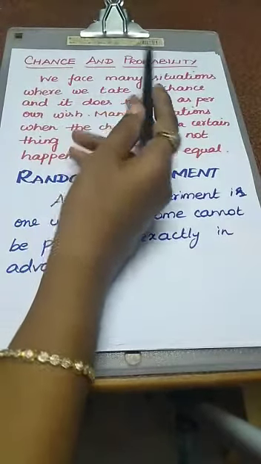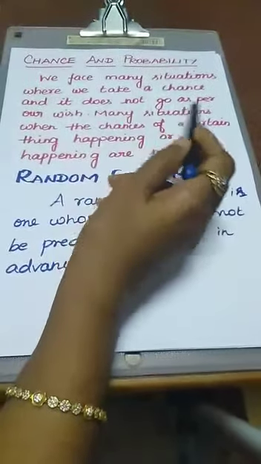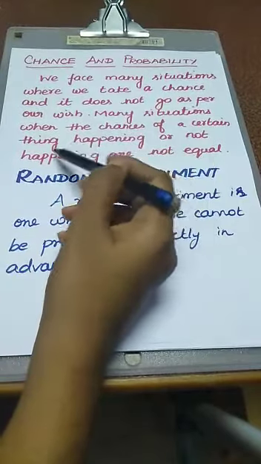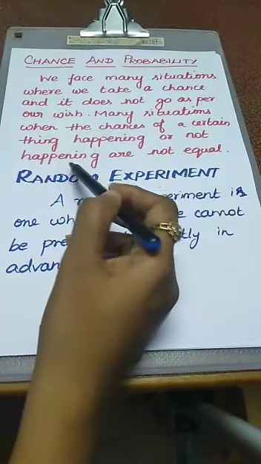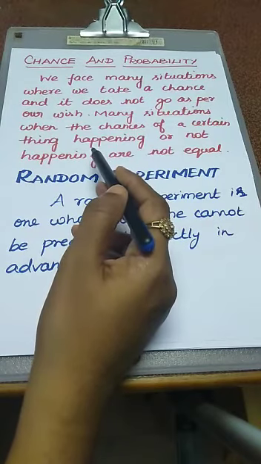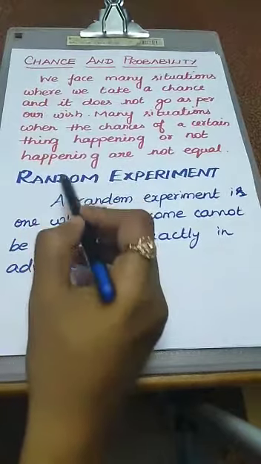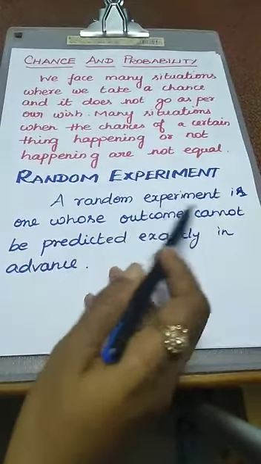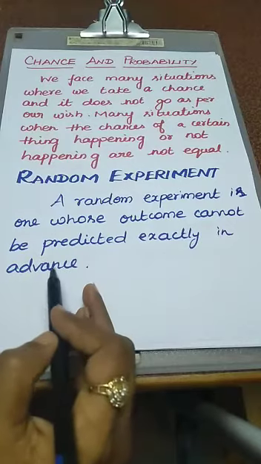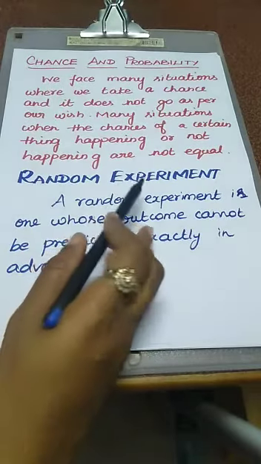Chance and probability. We face many situations where we take a chance and it does not go as per our wish. Many situations have chances of a certain thing happening or not happening. For example, we expect rain today: maybe it rains, maybe it does not. That is chance only. Next one, random experiment. A random experiment is one whose outcome cannot be predicted exactly in advance. We can't predict it in advance. That is a random experiment.